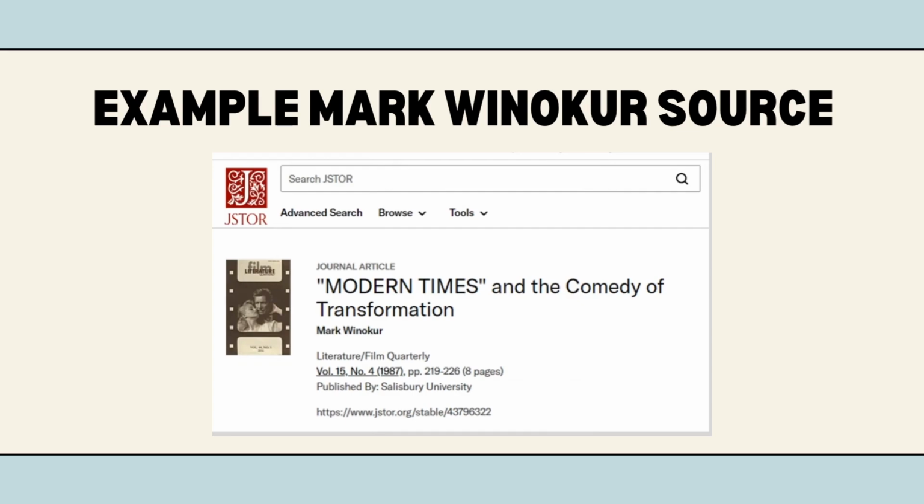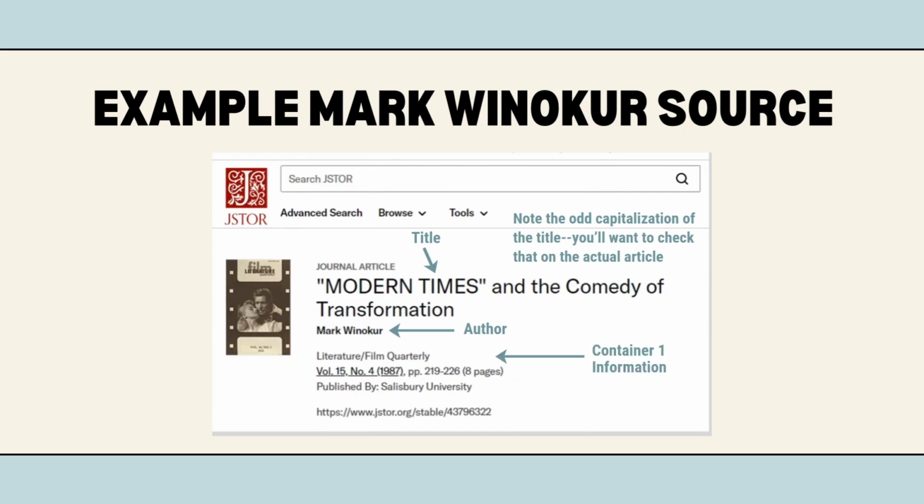This is a screenshot of an article you can find on the JSTOR database. The title is Modern Times and the Comedy of Transformation by Mark Winokur. So let's break this down and locate what information we would need to pull for a citation of this article. So first we would need the author. The second thing to note is the article title. However, the thing we want to pay attention to is the capitalization is kind of odd. So we want to see if the way the database has it capitalized is the same way that is capitalized in the article itself.